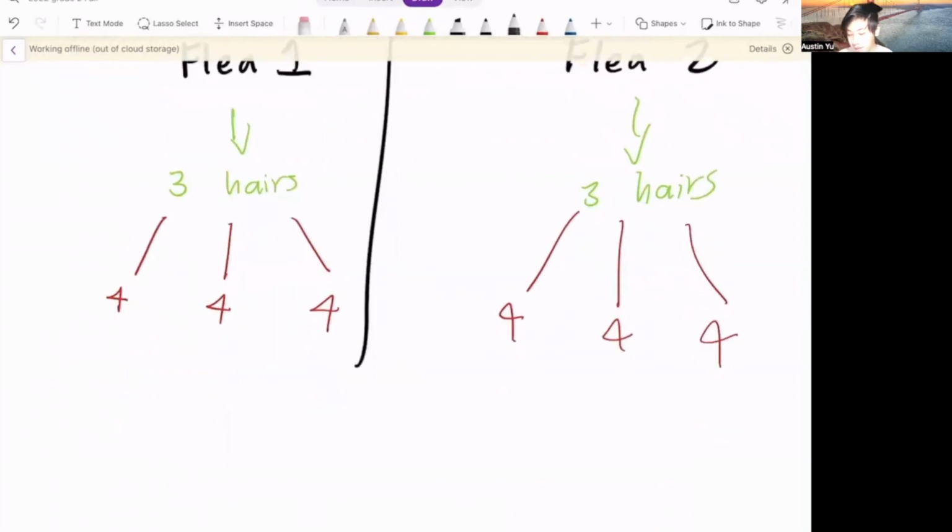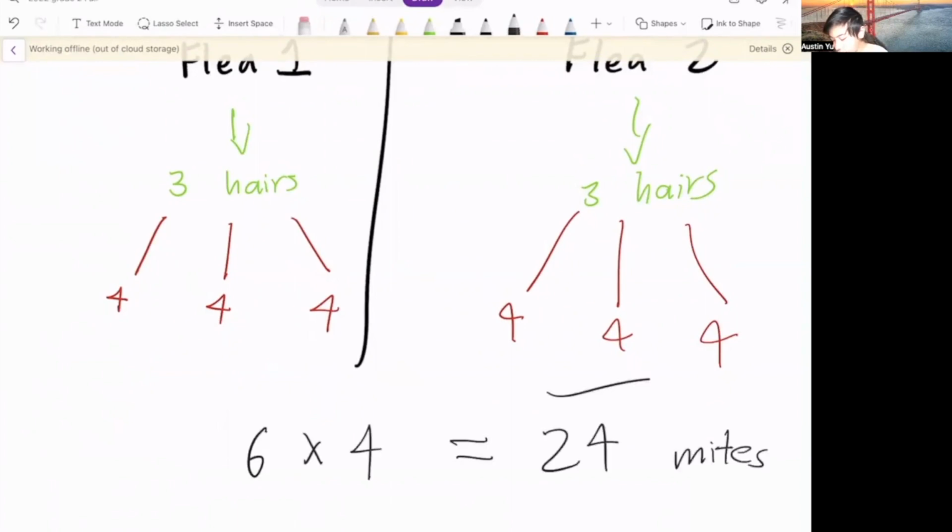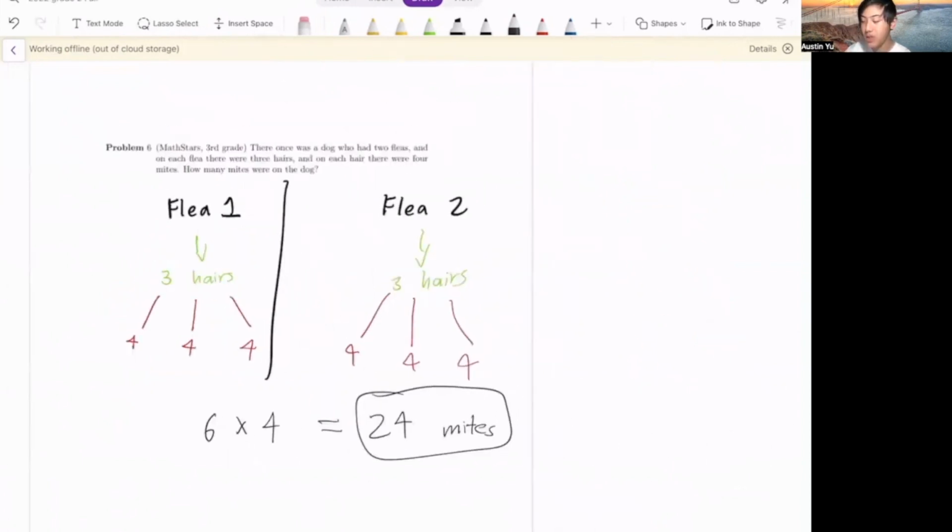So these 6 fours added all together, that is just 6 times 4, which is a total of 24 mites. So in total, 24 mites were on this dog.